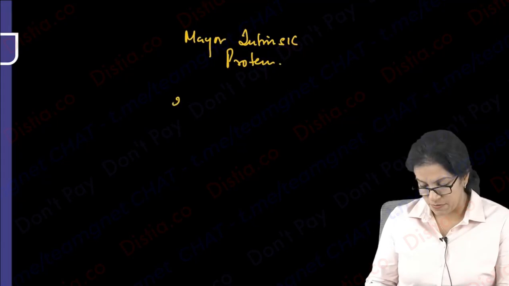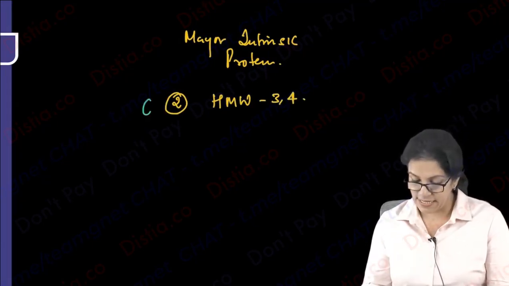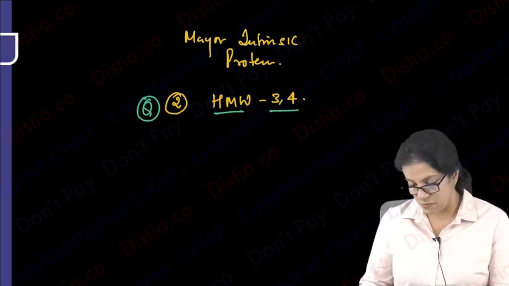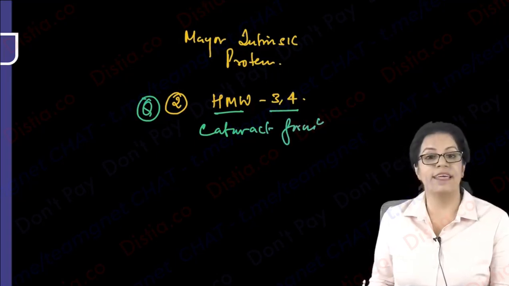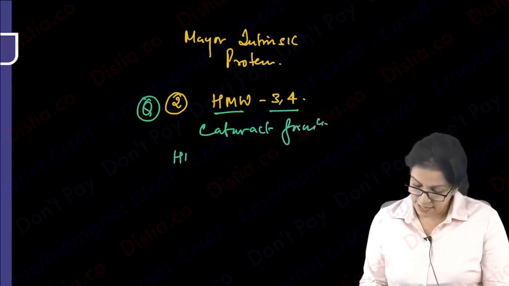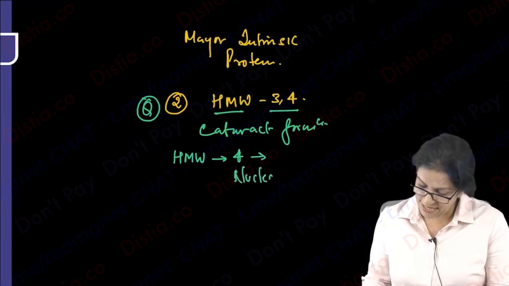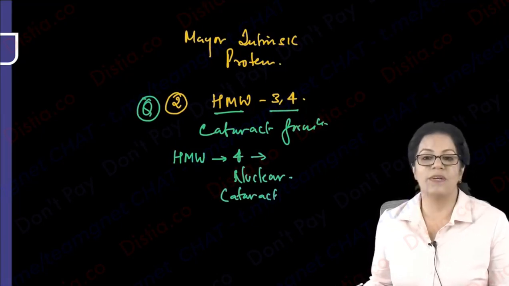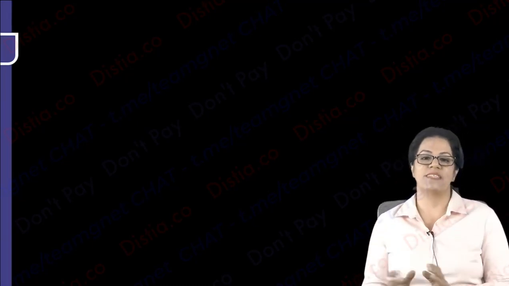Another insoluble apart from that is a high molecular weight, 3 and 4. This has been your exam question, guys. Let's note it down, make a cue, that this high molecular weight 3 and 4 is responsible for cataract formation. And further here, it is the high molecular weight 4 which is actually responsible for nuclear cataract. Done? Okay. So that was about your physiology.